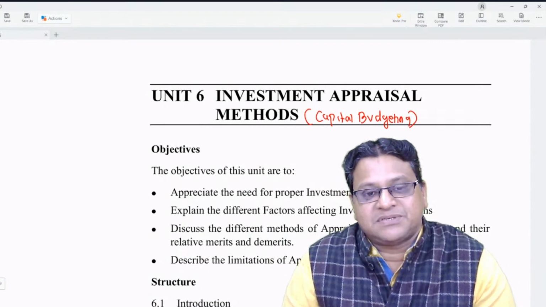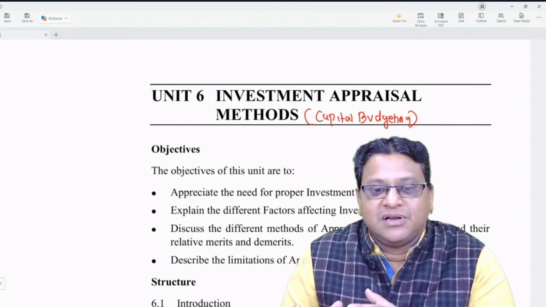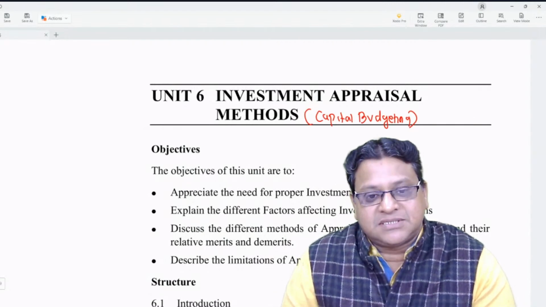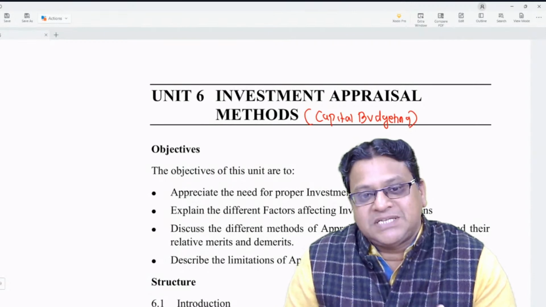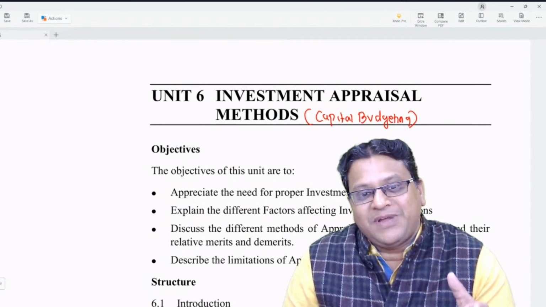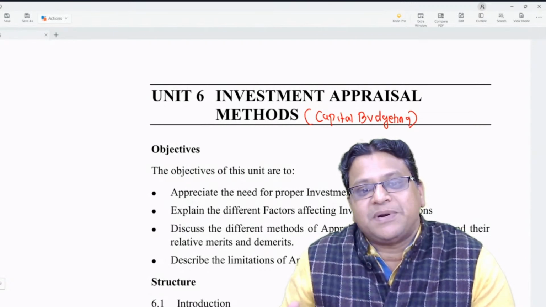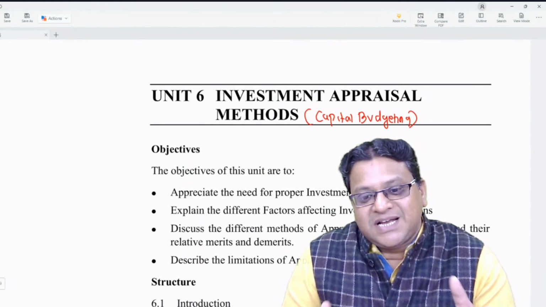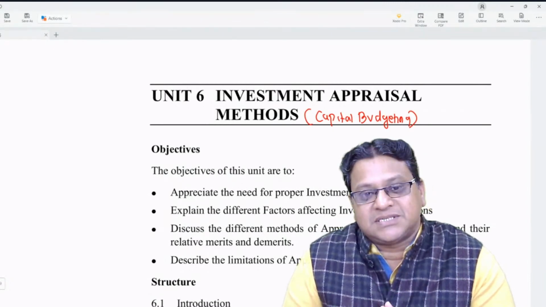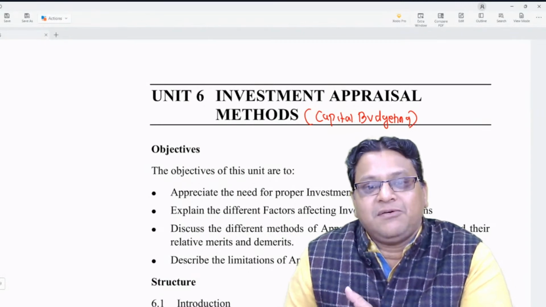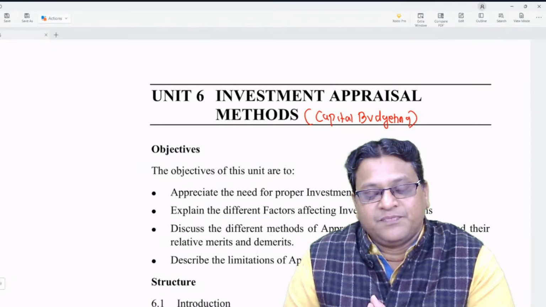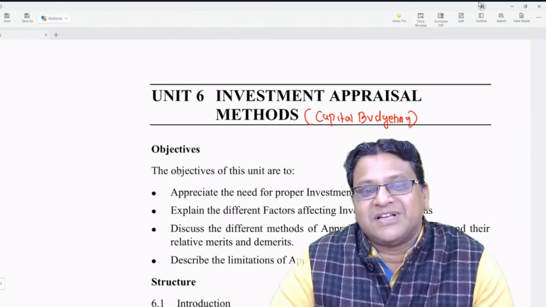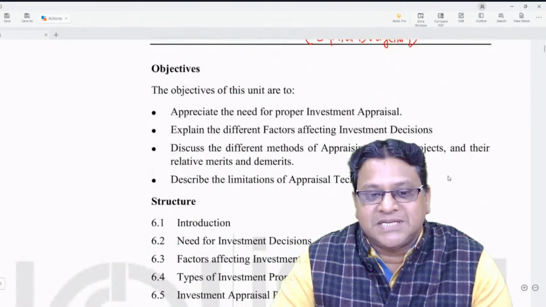The assets may be of two types. One is fixed assets, another is current assets. Generally, fixed assets are required to establish the business. So, investment appraisals may be of two types: long-term investment decisions and short-term investment decisions. Long-term investment decisions are investment decisions in fixed assets. These assets are required for establishing the business. And some assets are required for running the business, that is short-term investment decisions. Those are known as working capital decisions. In today's class, we will discuss long-term investment decisions or long-term investment appraisals.